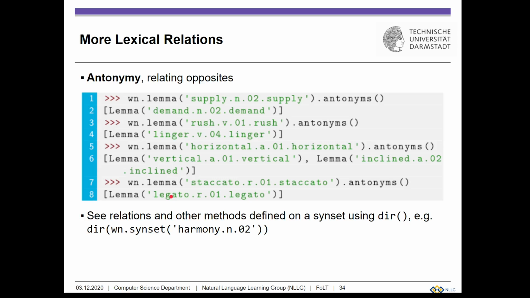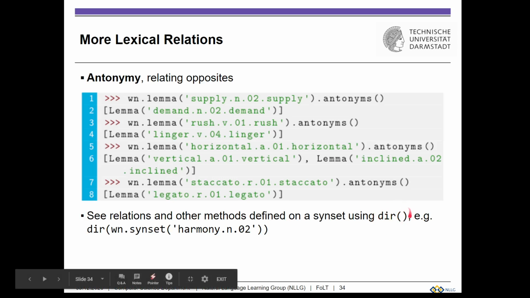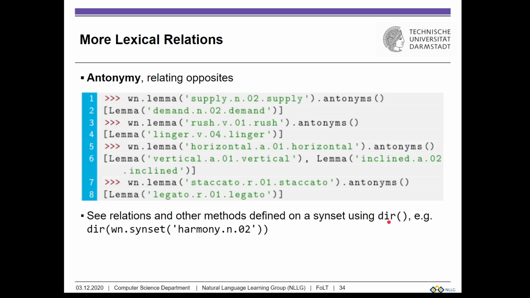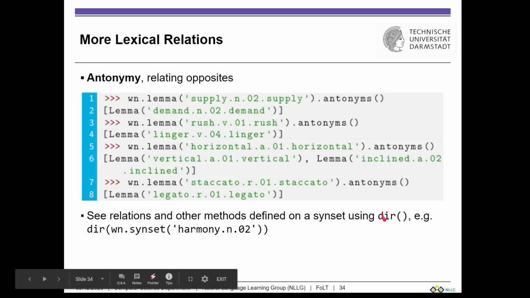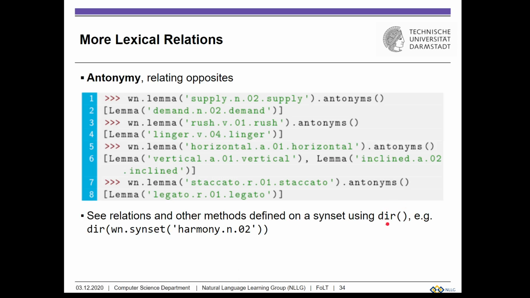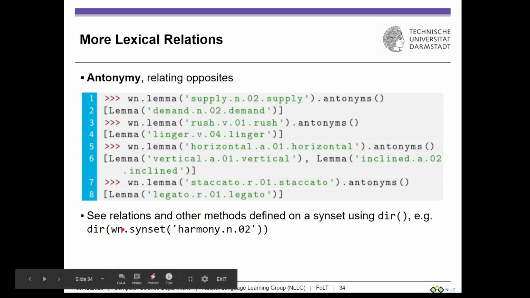And if you want to find out about other lexical semantic relations and methods defined on a synset, you can use the function dir, which you have probably seen me using already when I did some coding in the Python shell. With this you find all of the methods available, and these methods often encode lexical semantic relationships. So just check it out.